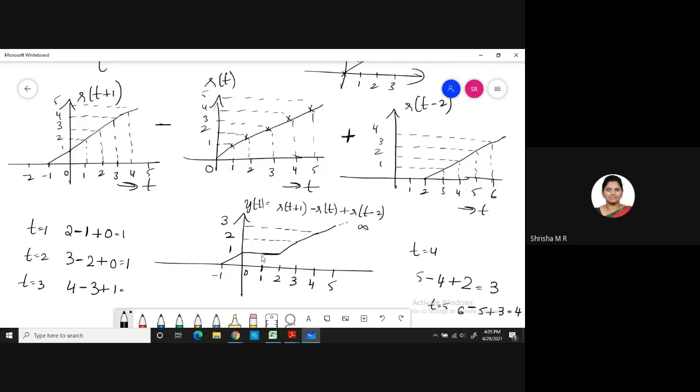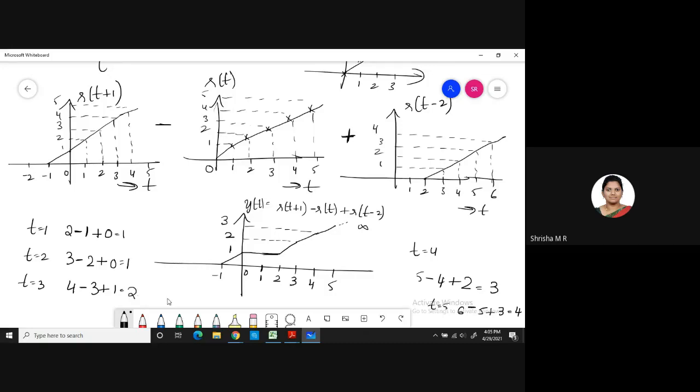Now at t equal to 2, you check. At t equal to 2, the amplitude is 3 here, 2 here, and 0 here. So 3 minus 2 plus 0 is 1. At instant 2 also it will be 1. Now evaluate at instant 3. Here the amplitude is 4, here it is 3, and here it is 1. So it is 4 minus 3 plus 1, and at 3 you will get 2.